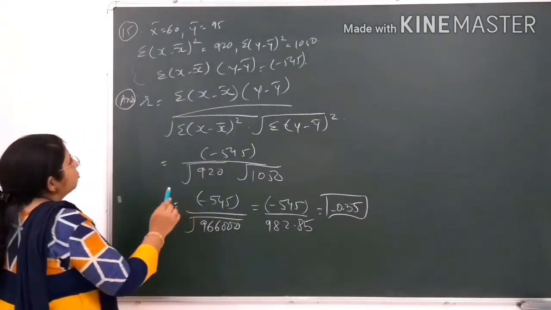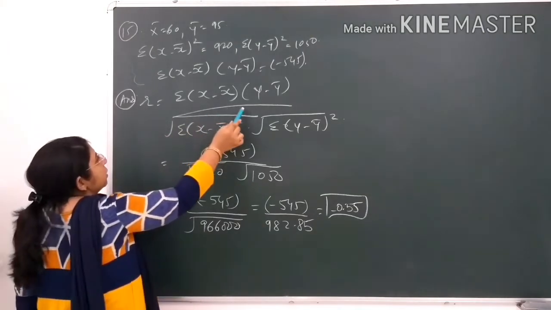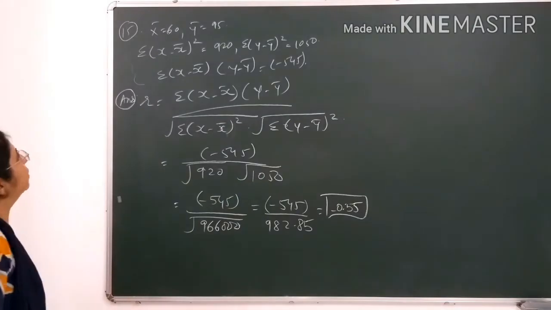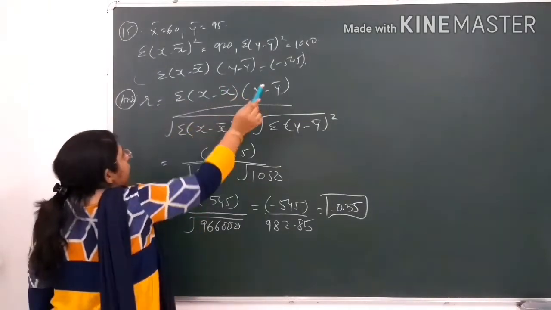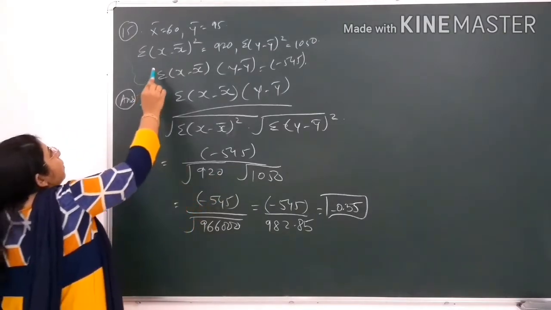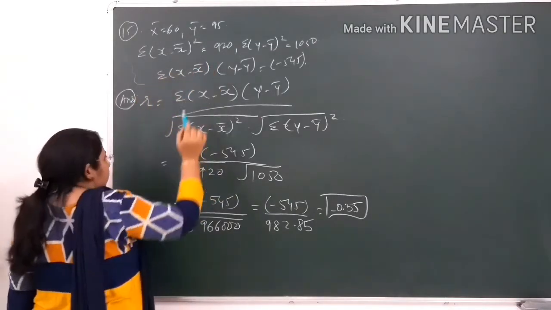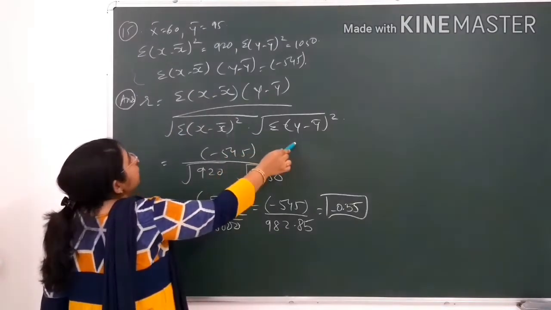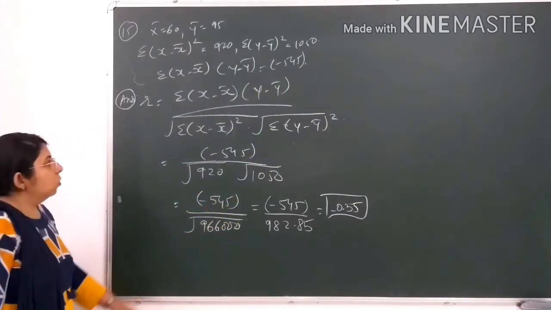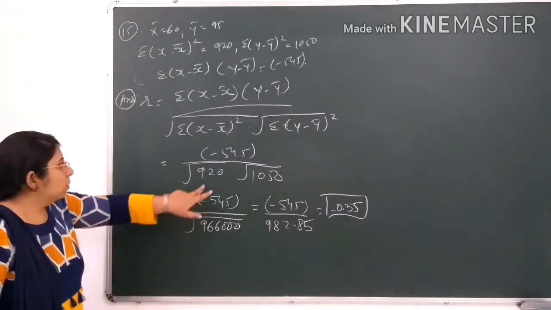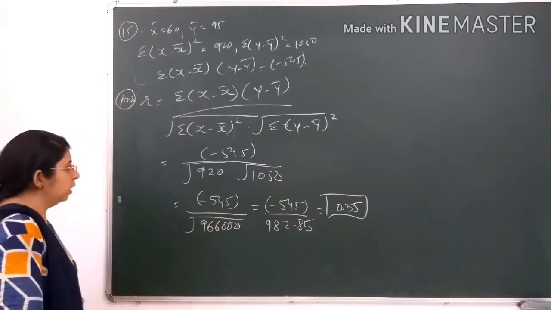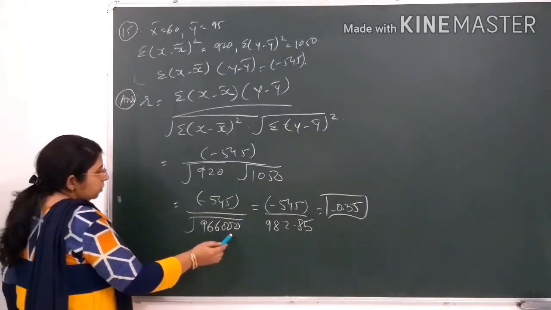Now moving on to the calculation of it, after deciding the formula, we will just place the values in the given formula. That is sigma x minus x bar into y minus y bar is already given to you, that is negative 545, upon under root of sigma x minus x bar whole square, that is 920, into sigma y minus y bar whole square, that is 1050. So minus 545 upon the multiplication of these two, that is 920 into 1050, it would come to 966,000.